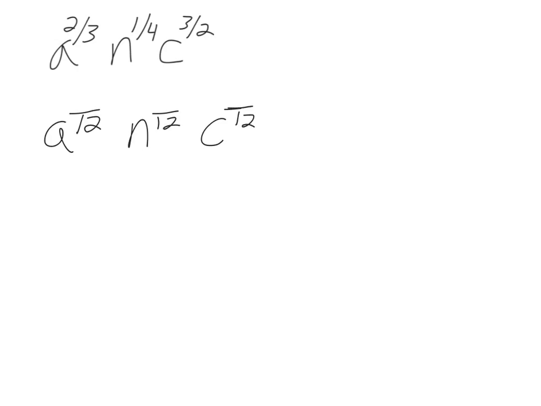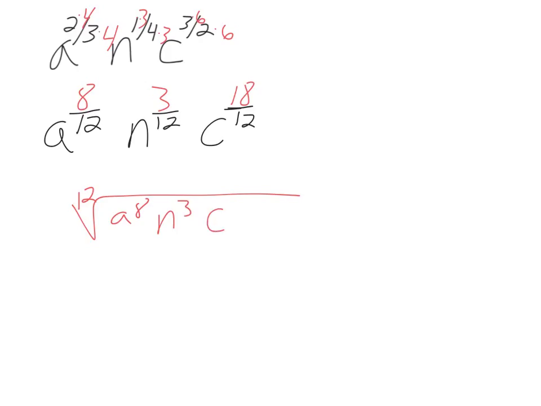Alright, so I multiplied this by 4 to get 12, so I have to multiply that by 4, so that'd be 8. I multiplied this by 3 to get 12, so I have to multiply the numerator by 3, so that'd be 3. And I multiplied this by 6, so I have to multiply this by 6, and I'd get 18. Alright, so now I have the common denominator. So our index would be 12, then I have a to the 8th, n to the 3rd, c to the 18th.